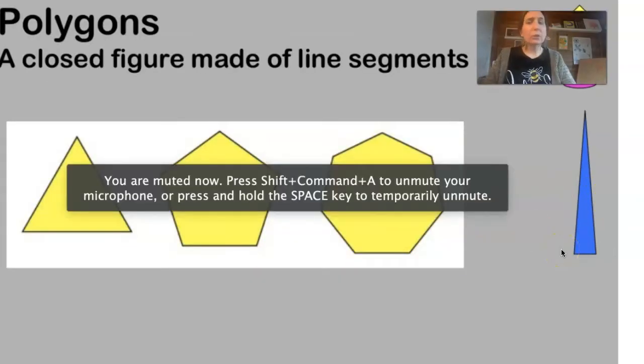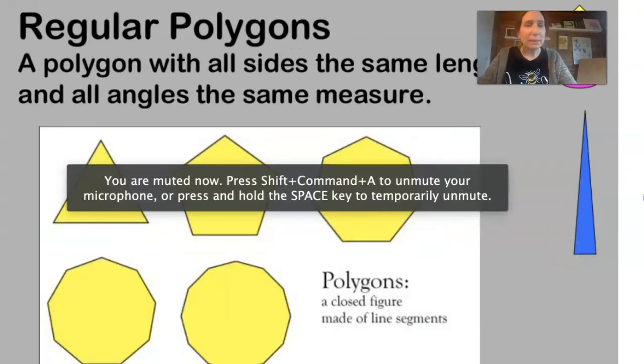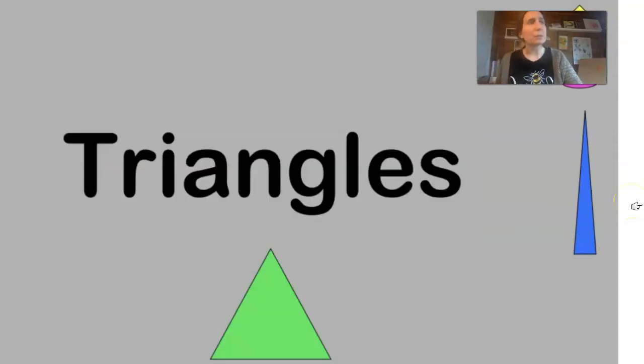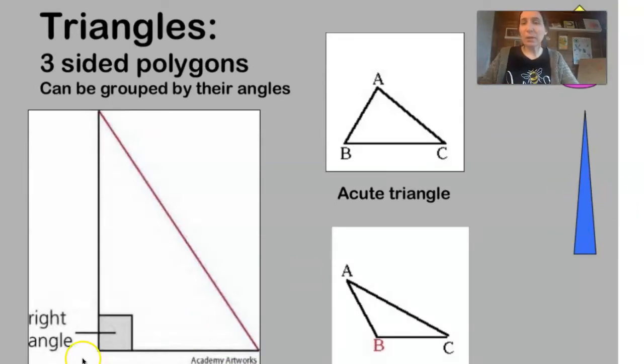So polygons are closed figures made up of line segments. We have regular polygons with line segments that are all exactly the same length, and irregular means the line segments are not the same length. Triangles can come in right triangles with right angles, acute triangles with less than right angles, and obtuse triangles which have 1 obtuse angle.